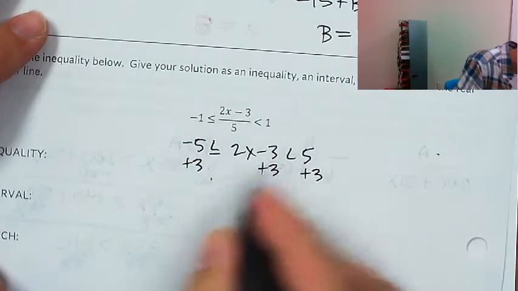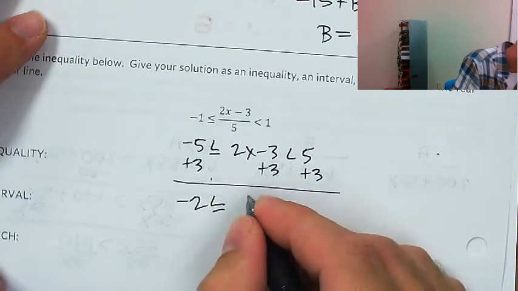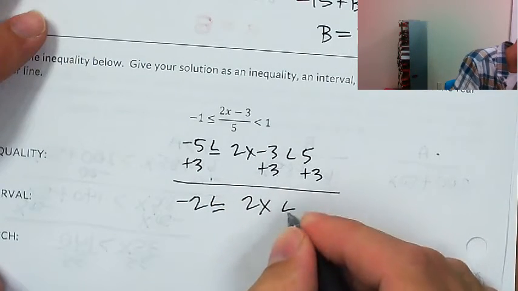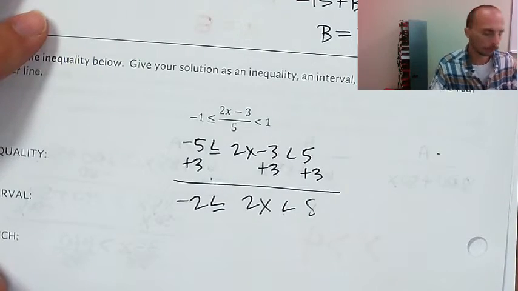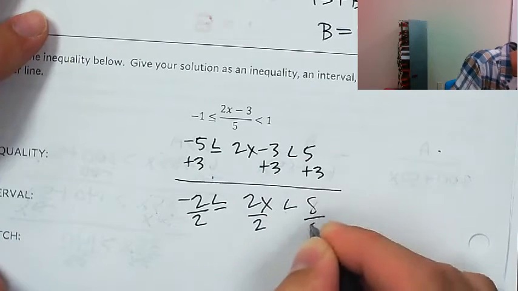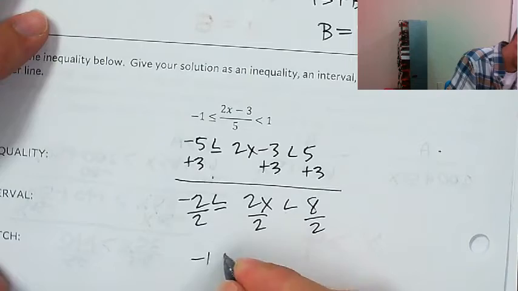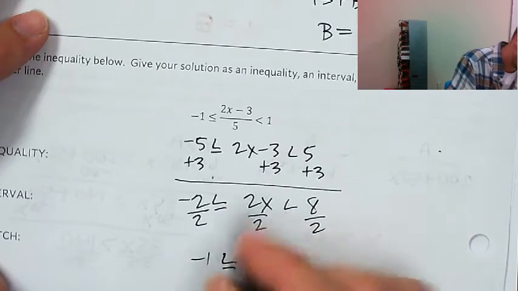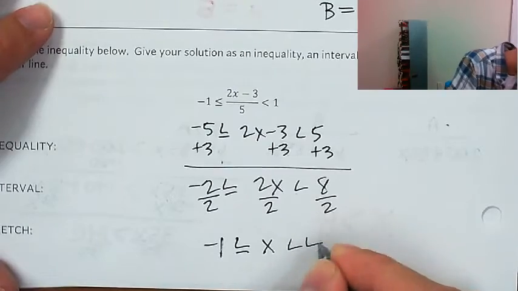I'm going to add 3 to all 3 sides of this inequality, and it'll be negative 2 less than or equal to 2x, which is going to be less than 8. And then I'm going to divide everything by 2. What's wrong with my pens? Okay, that seemed to help. And then I'm going to get negative 1 less than or equal to x, which is less than 4.